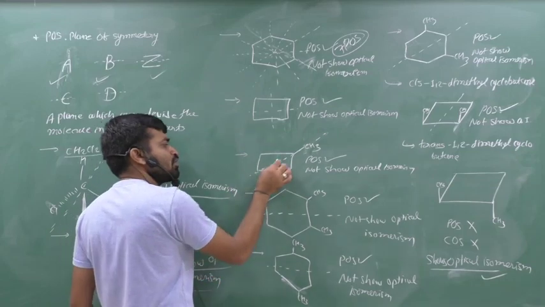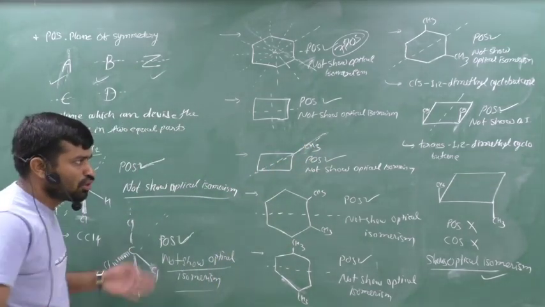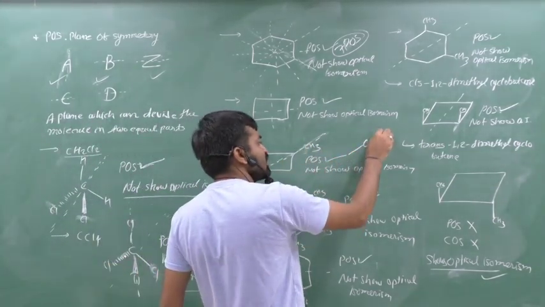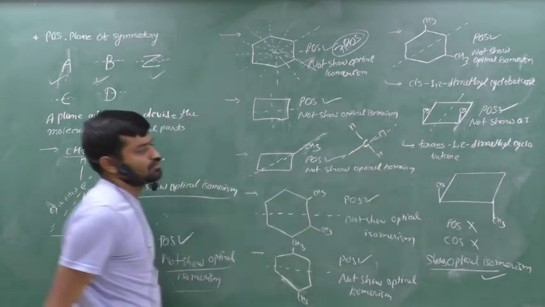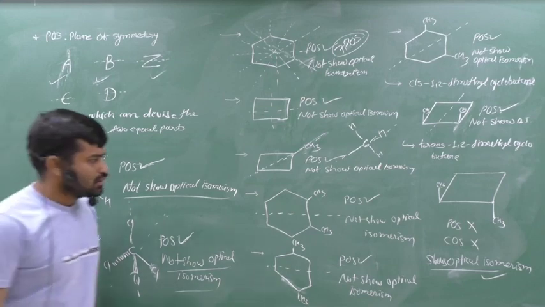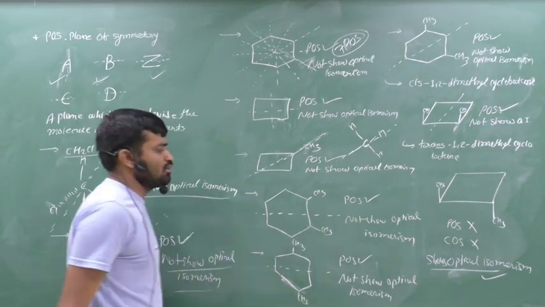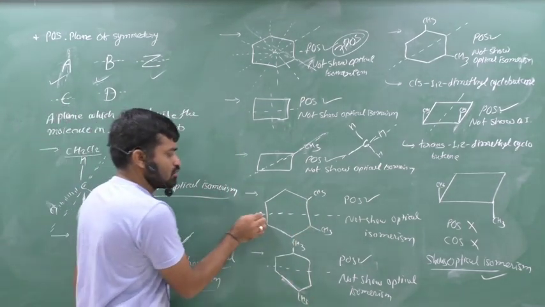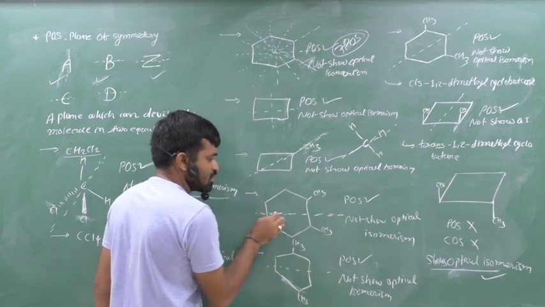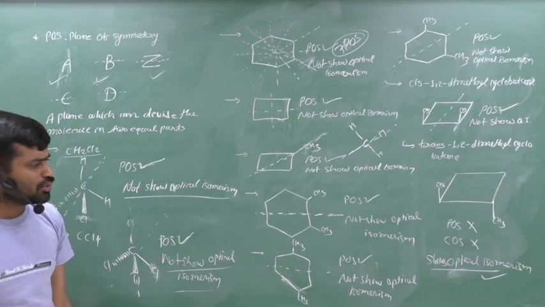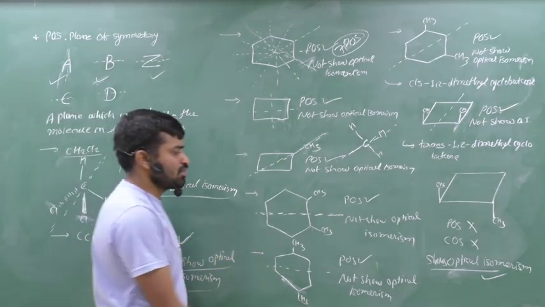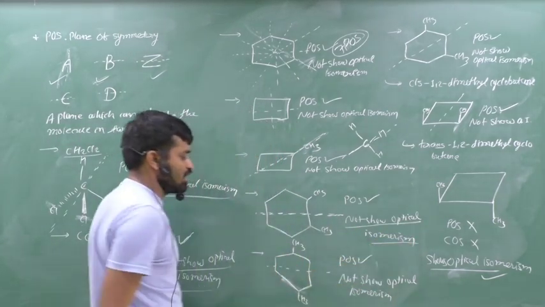If we pass the plane from this side, it can divide into two equal parts, because this CH3 is like that: H, H and H. Now we can divide it. Clear? If we have 1,2-dimethyl cyclohexane, it is also optically inactive, because if you pass the plane from this side, it can divide the molecule into two equal parts. It has a plane of symmetry and does not show optical isomerism.